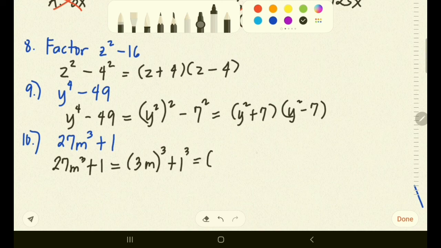Then you can now get the two factors, where one is a binomial and the other is a trinomial. So let's get first the binomial factor. The base of the first term is 3m quantity cubed, so that means 3m. And the second term base is 1. Then from your binomial factor, you get your trinomial factor. Square of 3m, squared. And then you minus, you multiply 3m times 1.